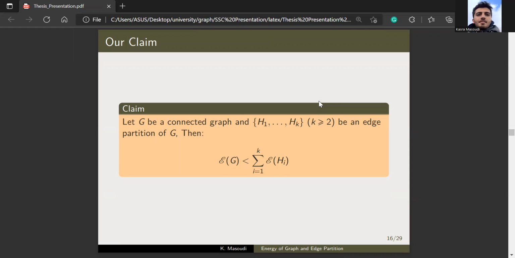And this claim is the main result of this presentation. Let G be a connected graph and H1 to Hk be an edge partition of G. Then we have this inequality: the energy of G is strictly less than the summation of the energy of Hi.